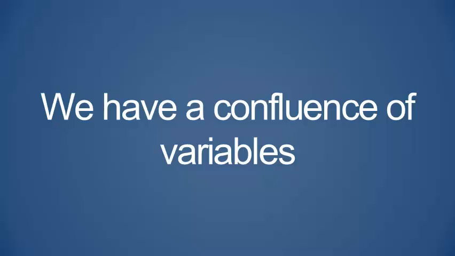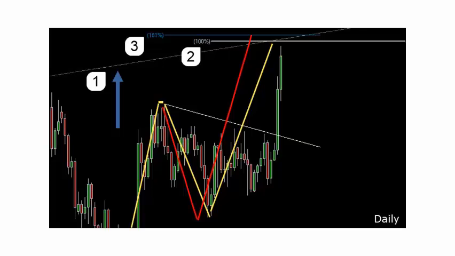a potential shorting opportunity. Number one was an internal demand line that was in place from September 2015 and then broken and extended out here to present day. Number two is a 100% projection of the prior drive in price as shown in the yellow. And number three is a 161% extension of the prior swing in price as shown in red.